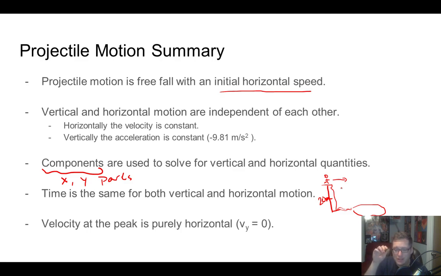But no matter what I do, no matter how fast I go horizontally, my time is always going to be the same until I hit either the ground or the water. And the velocity at the peak is purely horizontal, or v sub y equals 0. We talked about that a little bit when we sketched the projectile motion. When you're right at the peak, you have no vertical velocity. We only have our velocity going in the x direction.